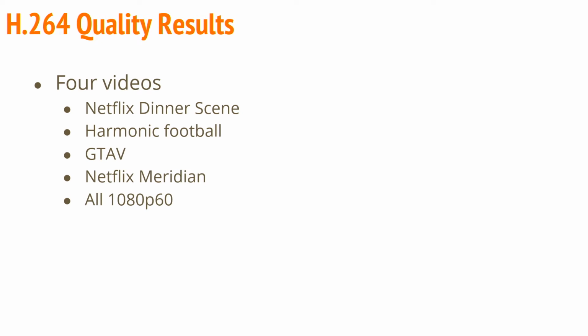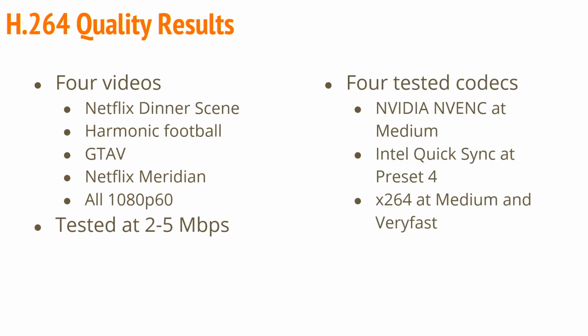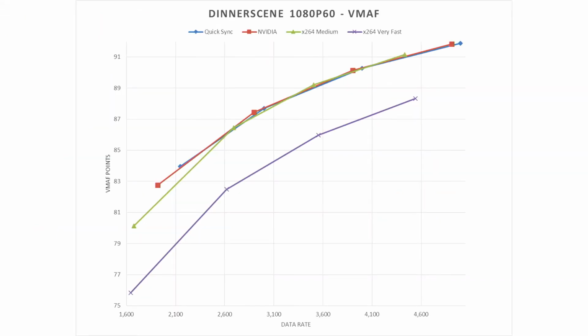OK, quality results, we looked at 4 clips. The Netflix dinner scene clip, Harmonic has a football clip that we used, Grand Theft Auto video, and Netflix Meridian, all at 1080p 60. And as a reminder, we tested 4 codecs for H.264 conversion. And here's what the rate distortion curves look like.